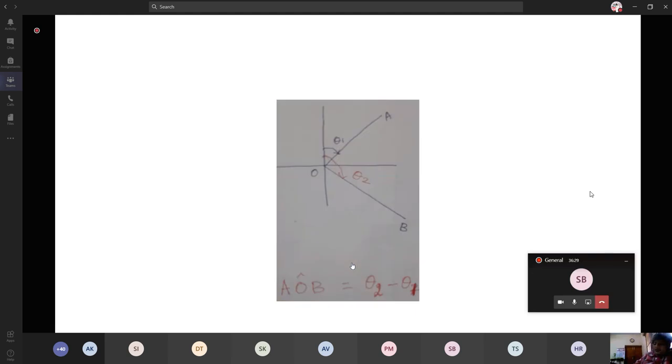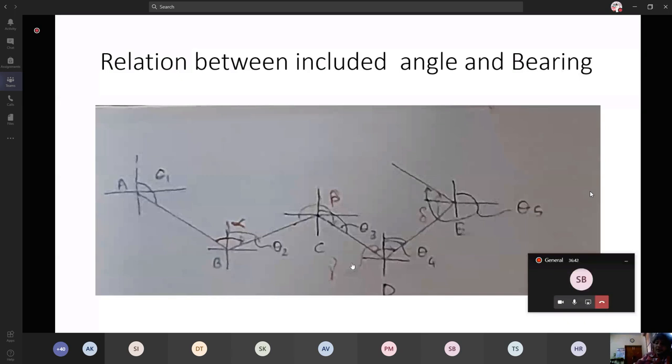So the difference in bearing gives you an angle. Next is very important. I have to spend more time on that. Look at the figure and observe it. Now I give the problem statement. A, B, B, C, C, D, D, E, E, F is a traverse line. The bearing of AB is theta 1.